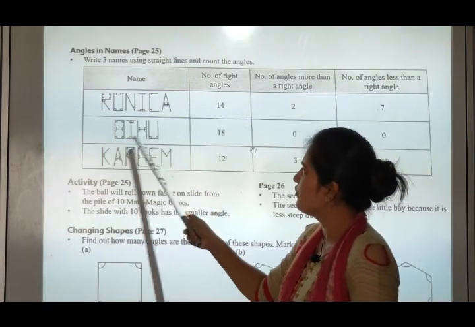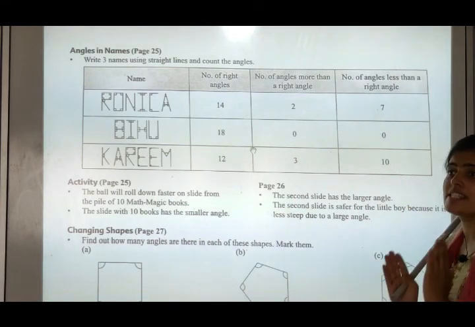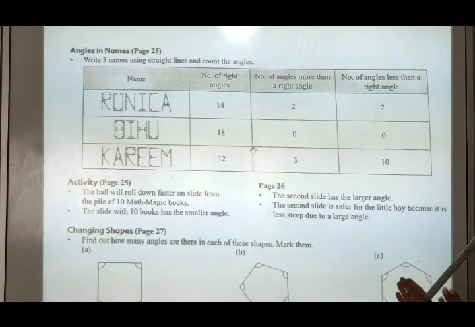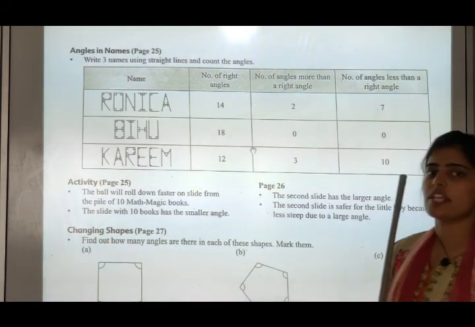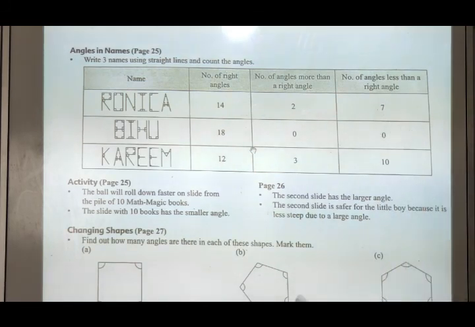Same things you have to do for Bihu, for Karim also. First you will see the right angles, means how many L you can see. After that how many more than right angles, means obtuse angles, are there, that you have to count. After that you have to count the acute angles.